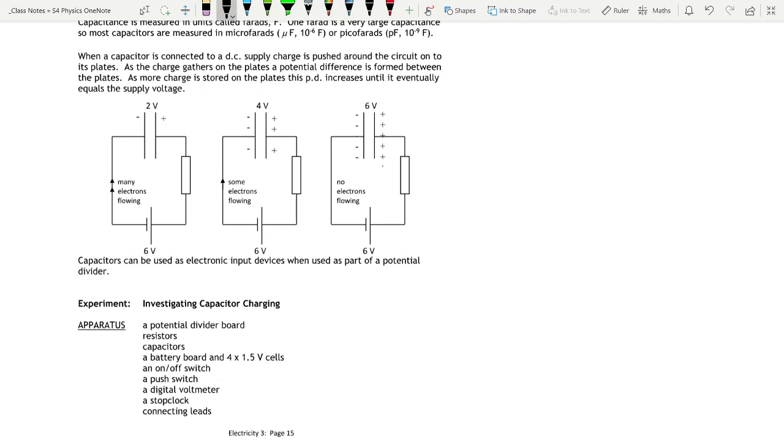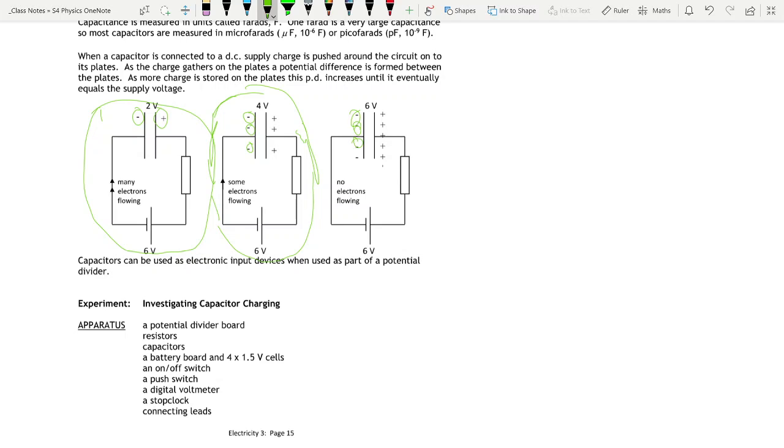Okay, so you can see the diagrams here. The first diagram, we've got lots of electrons flowing, and only a few of them have been deposited on the plate. In the second diagram, we've got fewer electrons flowing because some more of them have ended up on the plate. And in the final diagram, this is when the capacitor is fully charged, so that bucket is full.